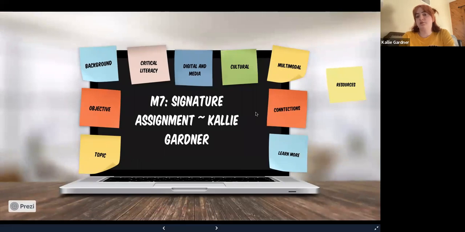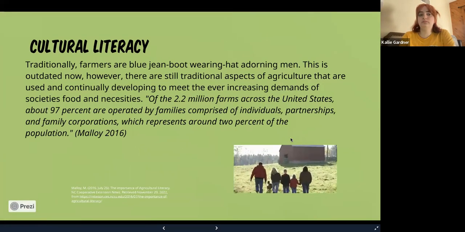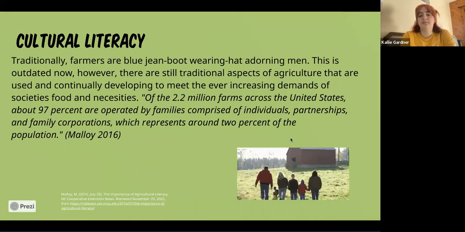Our next topic is cultural literacy. Traditionally, farmers are blue jean, boot-wearing, hat-adorning men. This is outdated now, however. There are still traditional aspects of agriculture that are used and continually developing to meet the ever-increasing demands of society's food and necessities. Along with this, more women every single day are becoming astute to the agricultural industry.